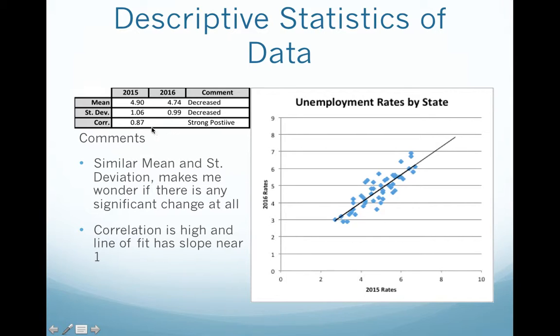The magnitude of the correlation, in this case 0.87: the closer that number is to either 1 or negative 1, the more tightly the dots on the scatter plot would be clustered around the line. If we had a correlation of, say, 0.99, these dots would line up almost perfectly in a line. There wouldn't be a whole lot of dispersion around it.